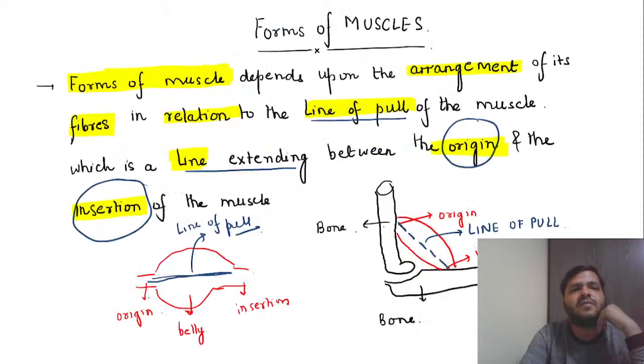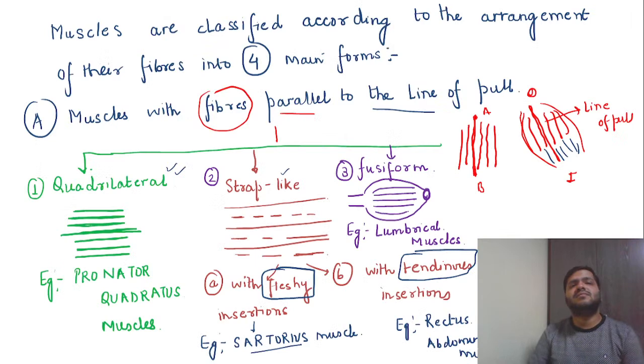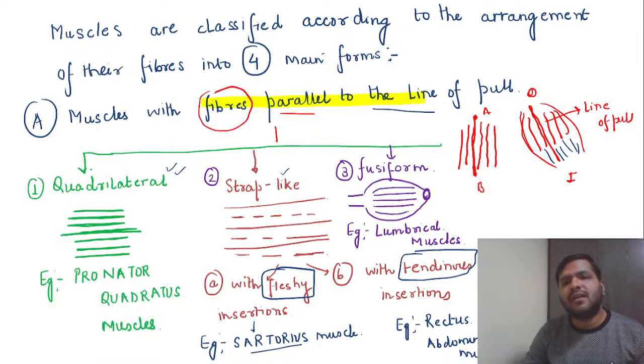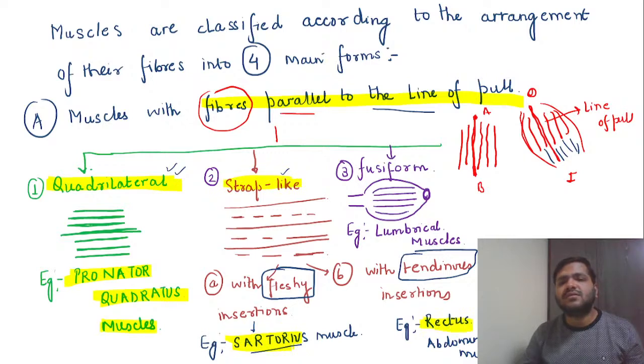So the A part is over right now. That is muscles with fibers parallel to the line of pull. I hope all the three types are clear. The quadrilateral muscles, the example is pronator quadratus muscle. The strap-like with fleshy insertion, it is sartorius. With tendinous insertion, it is rectus abdominis. And the fusiform, it is the lumbrical muscles. I hope this is clear to each one of you.